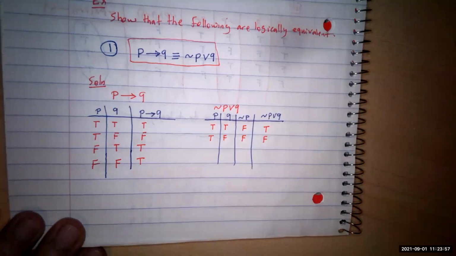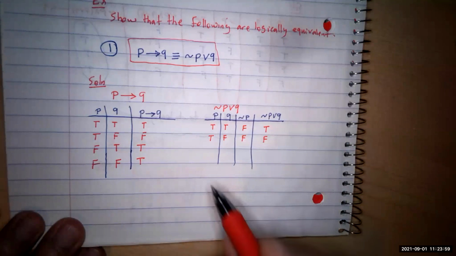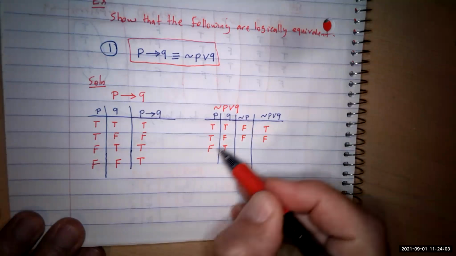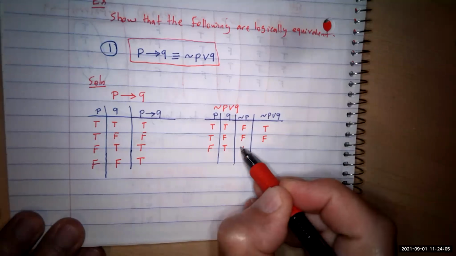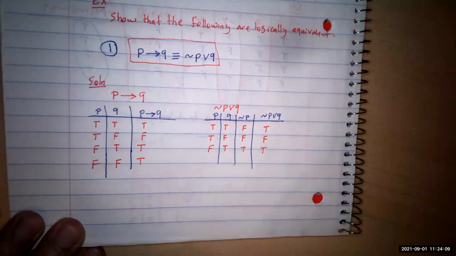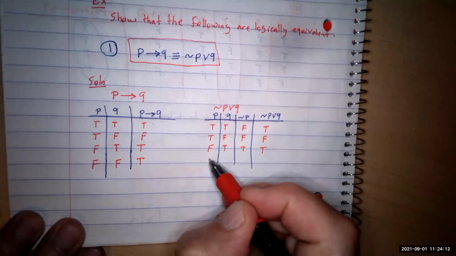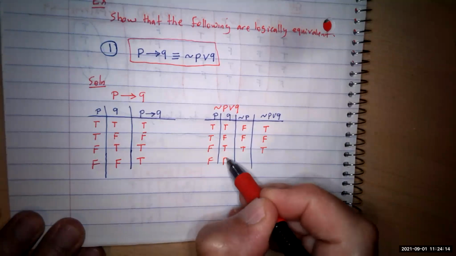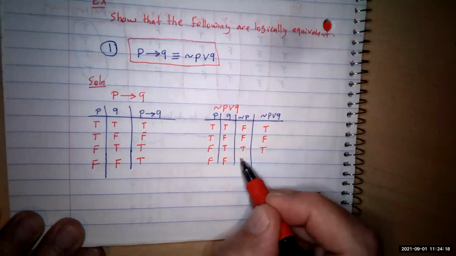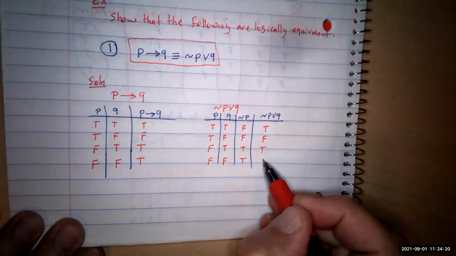Okay, the next one: false, true, false, true. So the not P would be true. So we get a true, true, which is going to be true. And the last one is false, false, false, false. So the not P would be true. So one of them is true, the result would be true.